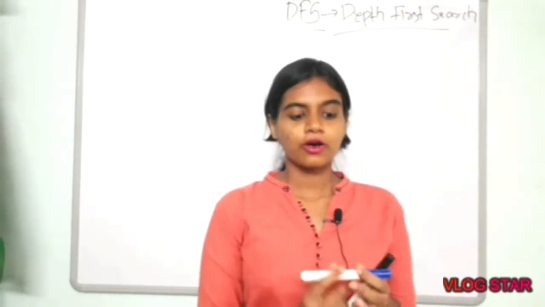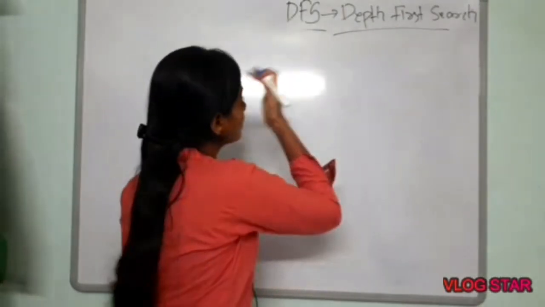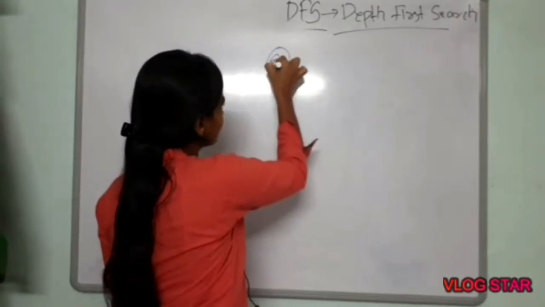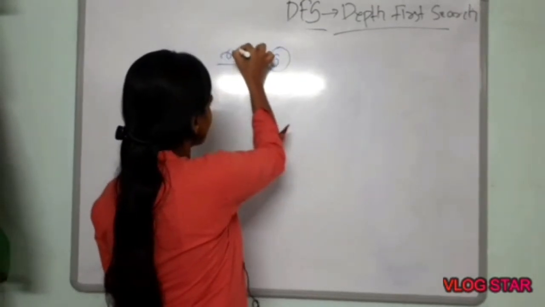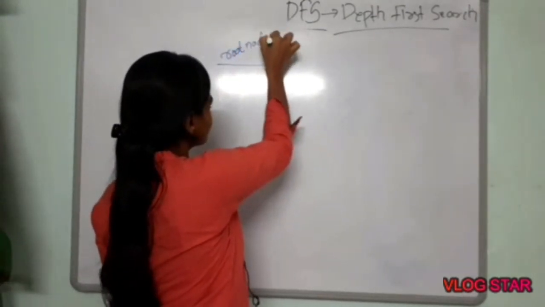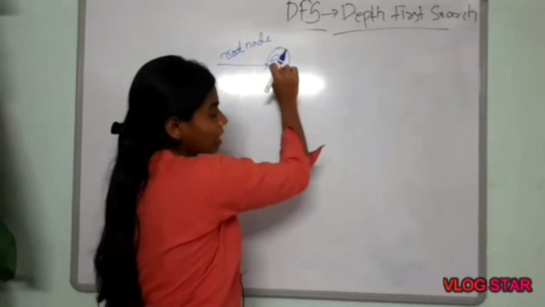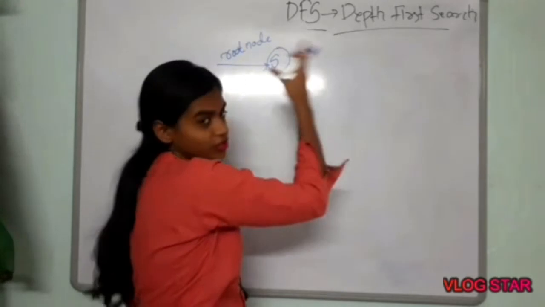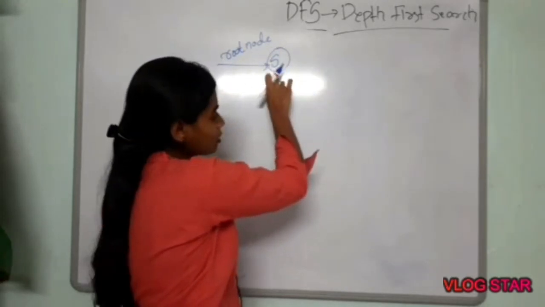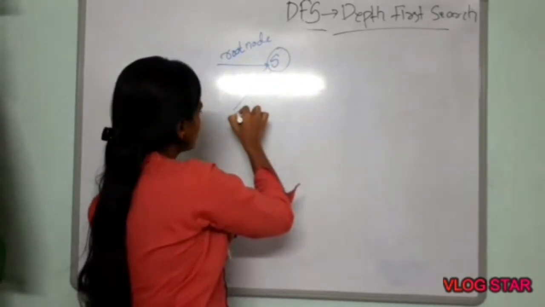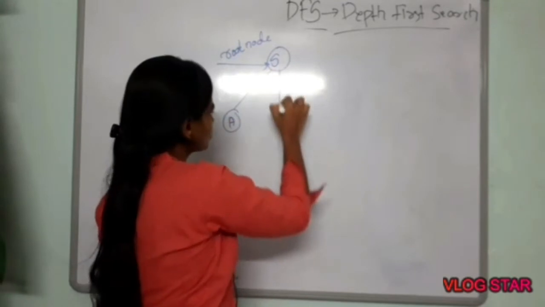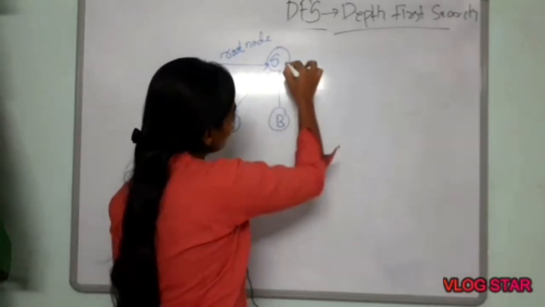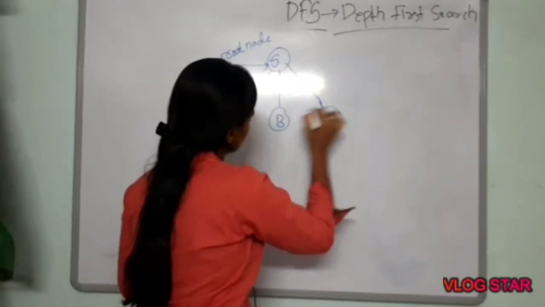So let's start. This is the root node. This is the initial node from which we have to start. We have to traverse the nodes and make all the unvisited nodes visited. So this will be the root node, the starting node. All the nodes will be connected. So let's start. We will connect all the nodes.